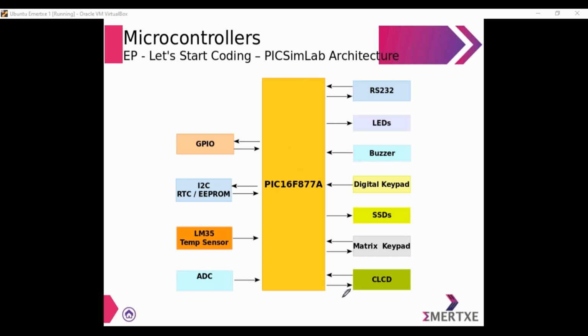Now, these are the list of the peripherals which are supported by our PIC microcontroller and the peripherals which are already available on our board. So, our board has RS-232, LEDs, buzzers, digital keypad, SSDs, matrix keypad, CLCDs, ADCs, a temperature sensor called LM35. It supports I2C, a protocol with respect to RTC and EEPROM, and general purpose input output pins. So this is what our board actually has.